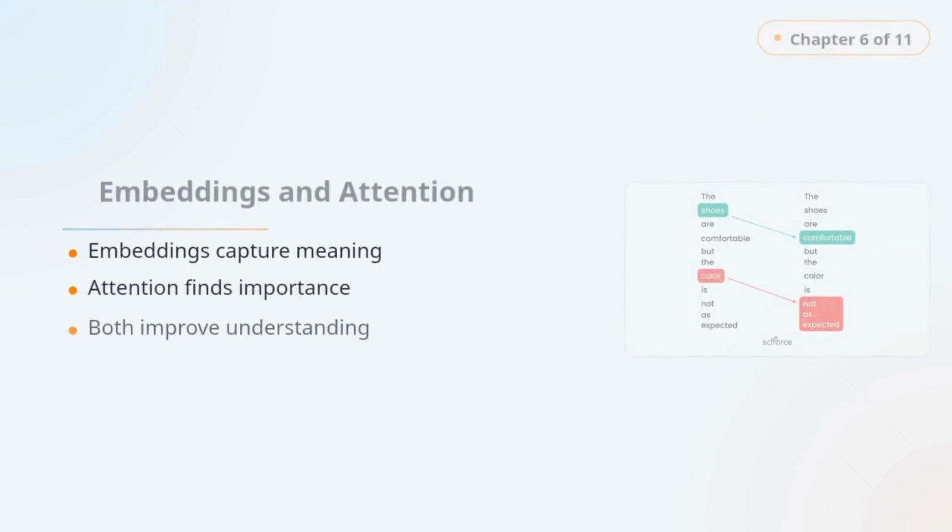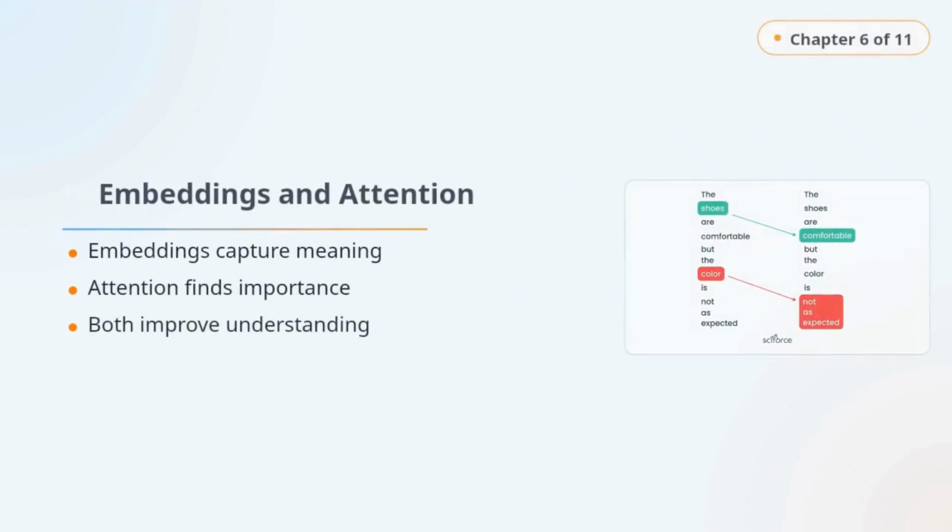Think of embeddings as turning language into math, while preserving meaning. Similar ideas get mapped closer together in vector space. Attention adds another layer by helping the model decide which words matter most in a sentence. This is very important when the same sentence contains multiple signals, like product quality and service feedback together.